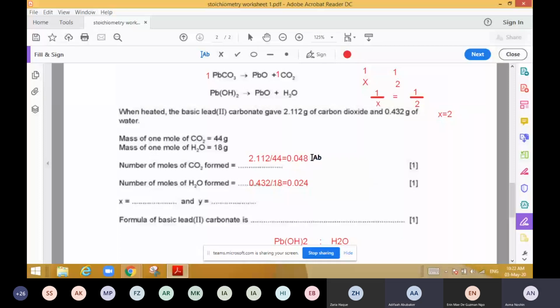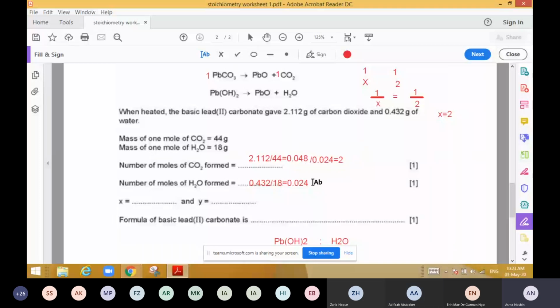0.024. So what we will do? We will divide this by 0.024. And we get 2. What will be our answer? 2. What will be the answer? 2. It will be 2. Very good.